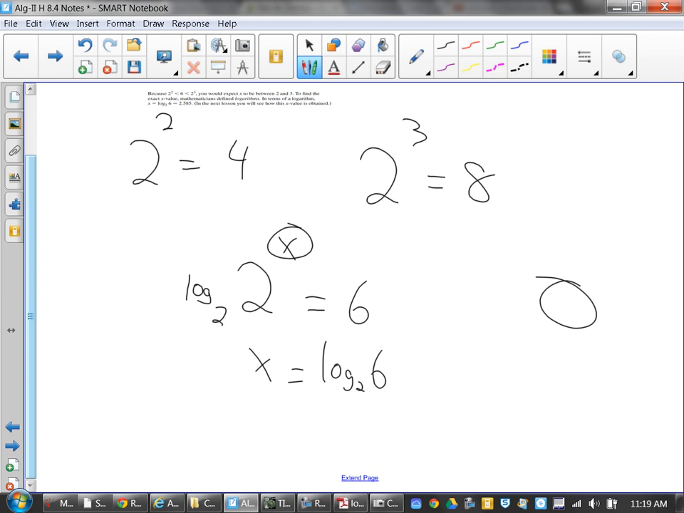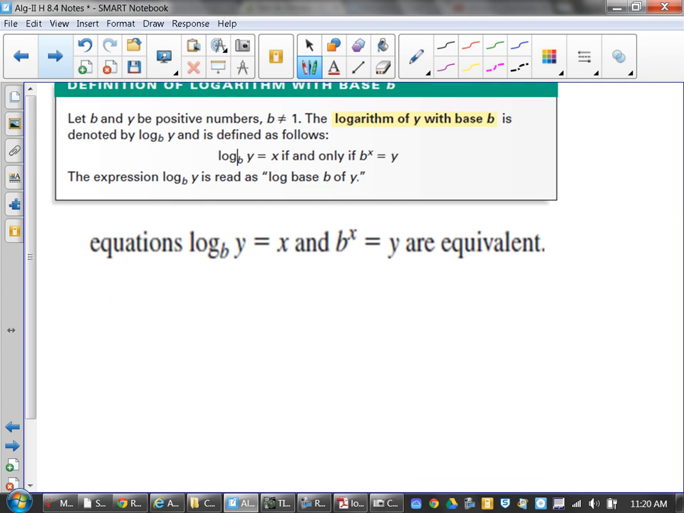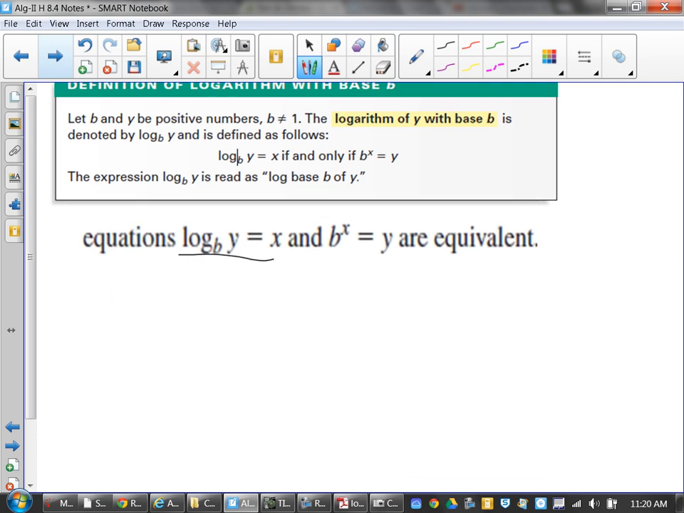And it gets us to working with this. And this is where we're going today. Logarithms of base b, and basically these two parts here. Log base b of y is x. What that means is b to the x equals y. Those two statements are equivalent. One is written as a logarithm, the other is written as an exponent.